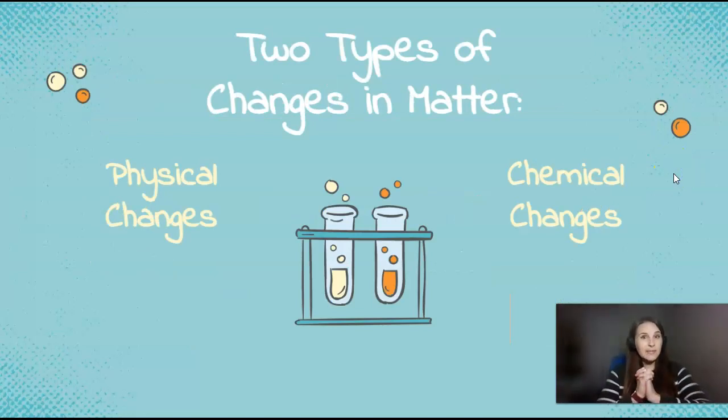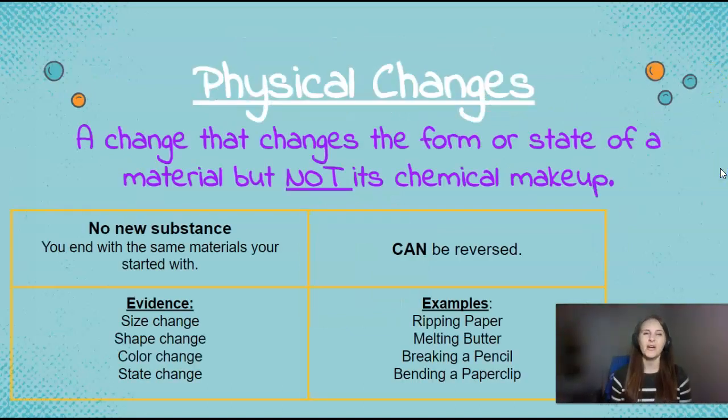The two types of changes that we're going to learn about in this unit are physical changes and chemical changes. We're going to talk about what the differences are between them, how we can identify them, and look at some different examples of each one. So, first up, physical changes.